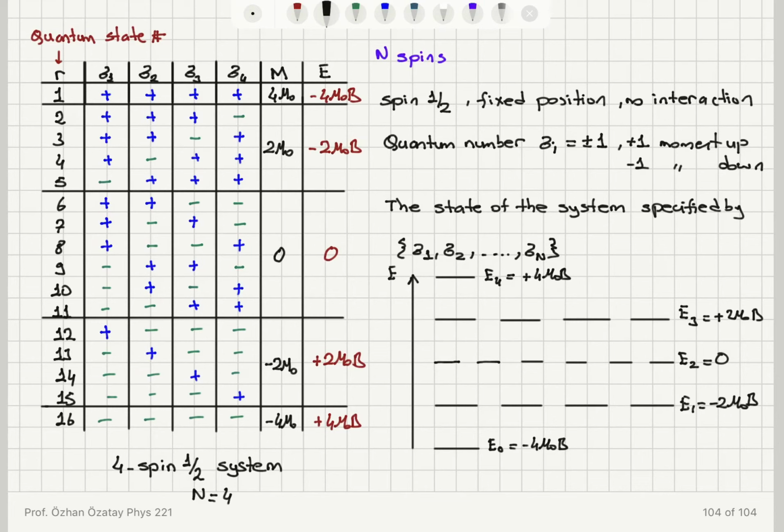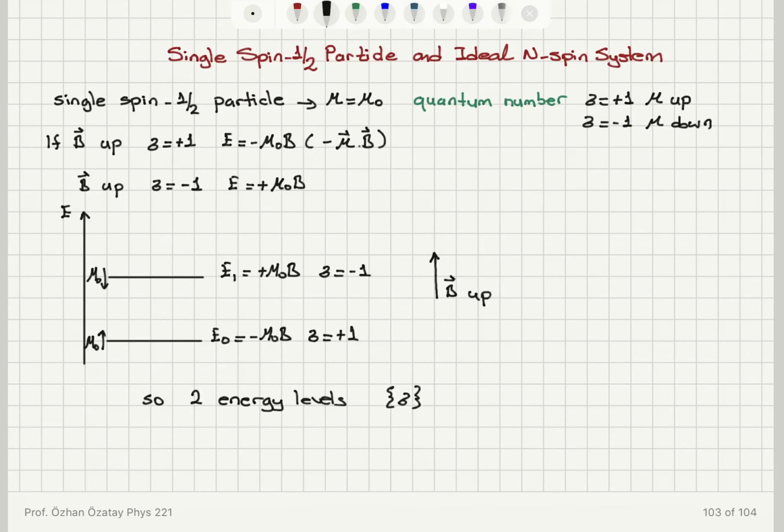So just to summarize, let's take a look at what we did. We're trying to find out the specification of the state of a system. For a quantum system, a single spin 1/2 particle which has a corresponding moment mu sub 0, if the moment is pointing up, I call a quantum number that specifies the state of the system, sigma, equals plus 1. If it's pointing down, then it's minus 1. Now we know from electromagnetism that if the magnetic moment is parallel to the applied field, the energy is negative, minus m dot b. If it is anti-parallel, then the energy will be higher, plus mu 0 b. So I have 2 energy levels.